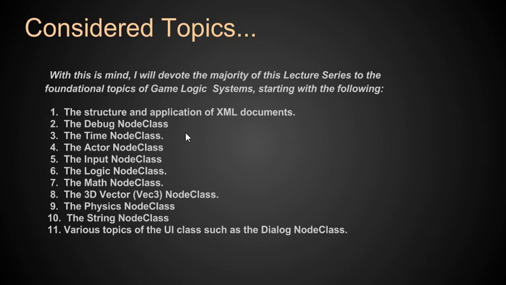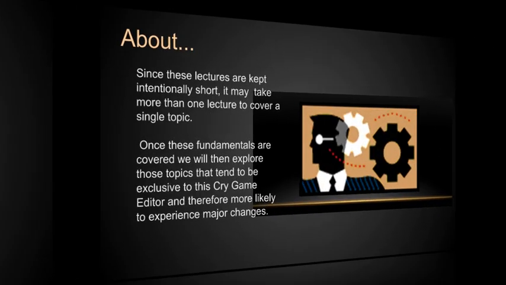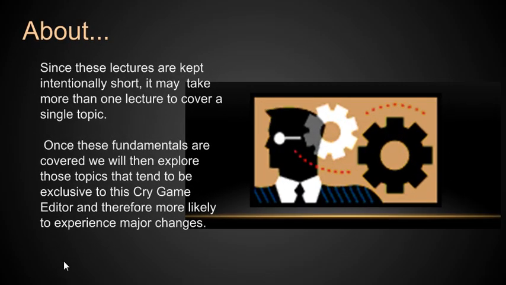We will discuss the debug node class, obviously, because we emphasized that in the previous lecture, the time node class, the actor node class, the input node class, the logic node class, the math node class, the 3D vector, which they call vec3 node class, the physics node class, the string node class, and various topics of the UI class, such as the dialog class. Now, with all that said, since these lectures are kept intentionally short, it may take more than one lecture to cover a single topic.